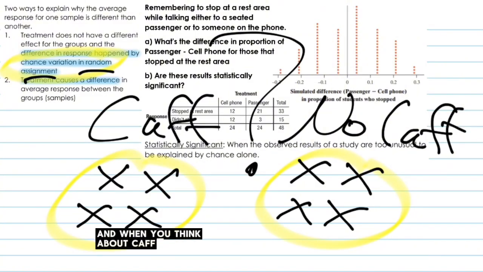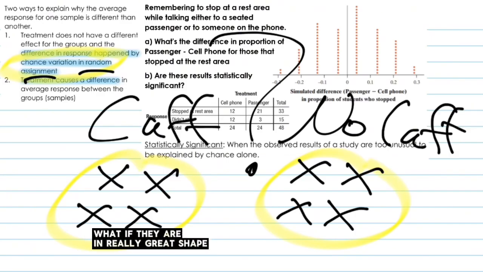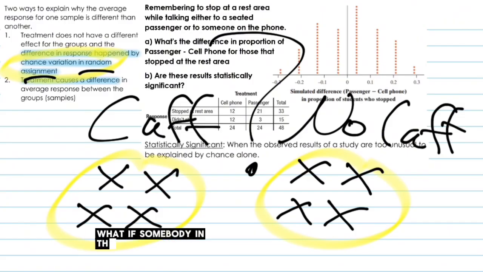And when you think about caffeine, well, there's other things that would affect how a person reacts. What if they are in really great shape and their body processes caffeine really well? Or maybe they're in great shape, but their body just doesn't happen to process caffeine very well. What if somebody in this study was already pretty involved with caffeine, so their body is very much used to it, meaning their body might not react in the same way as someone who doesn't have caffeine?